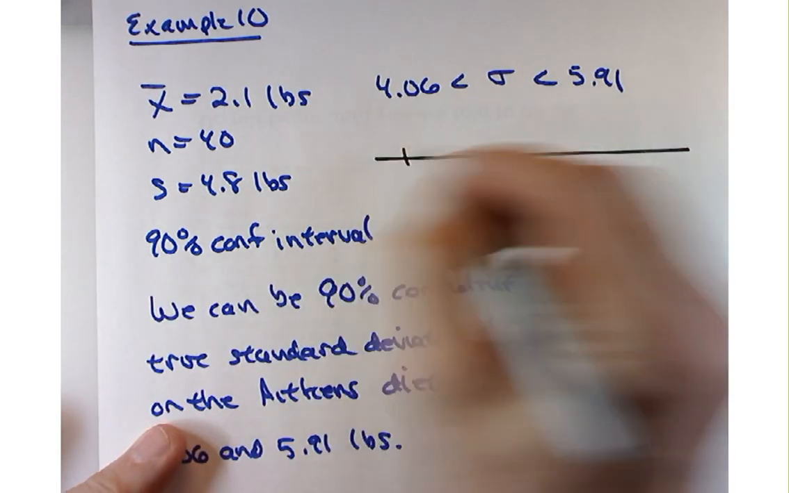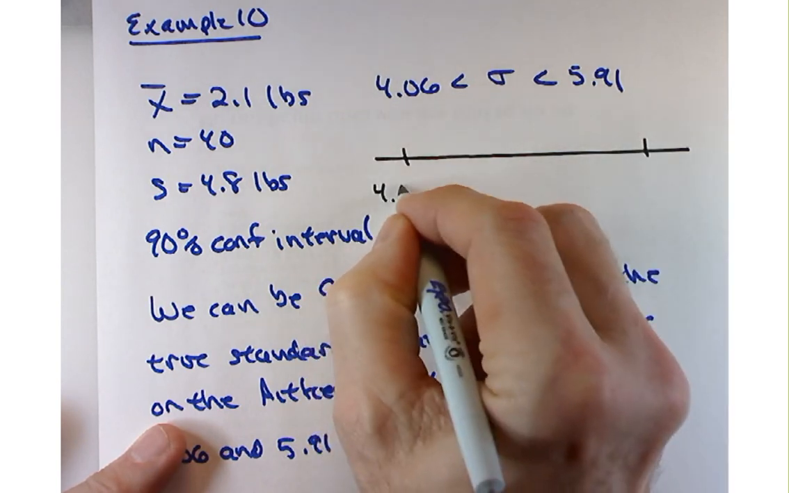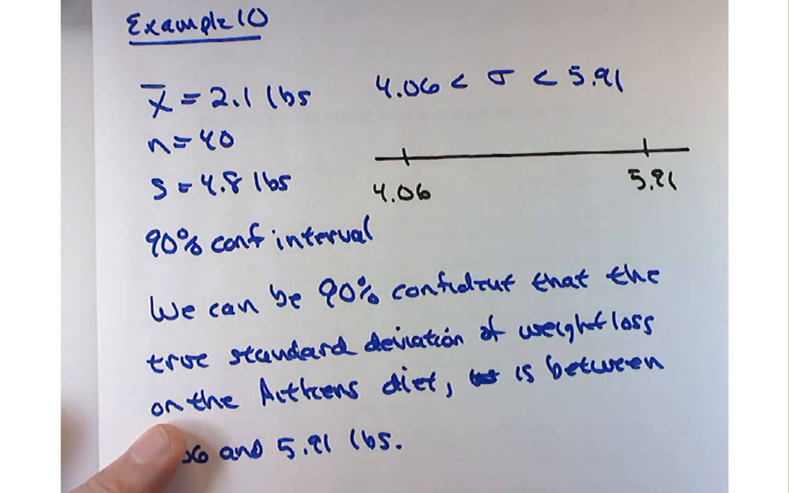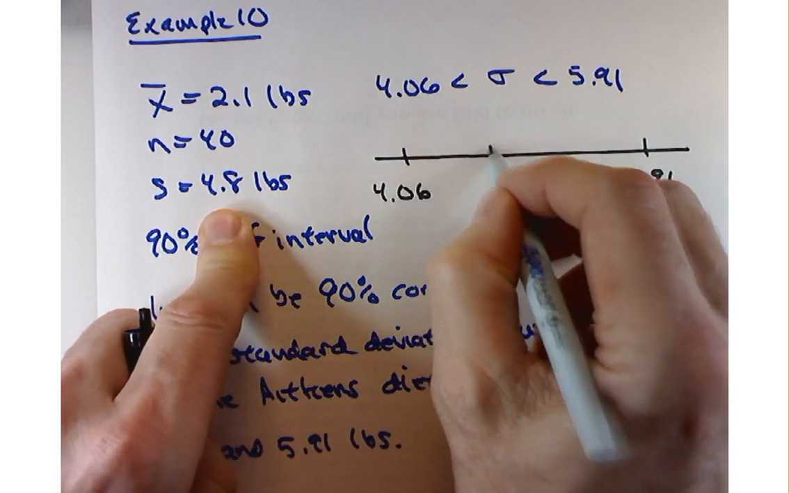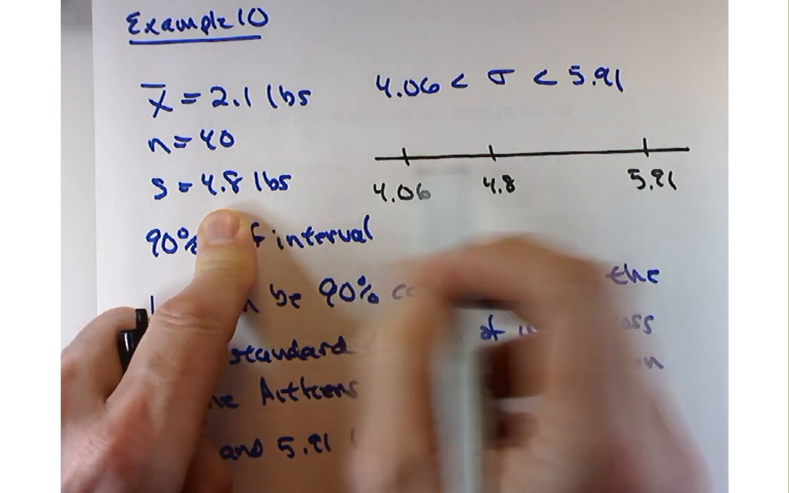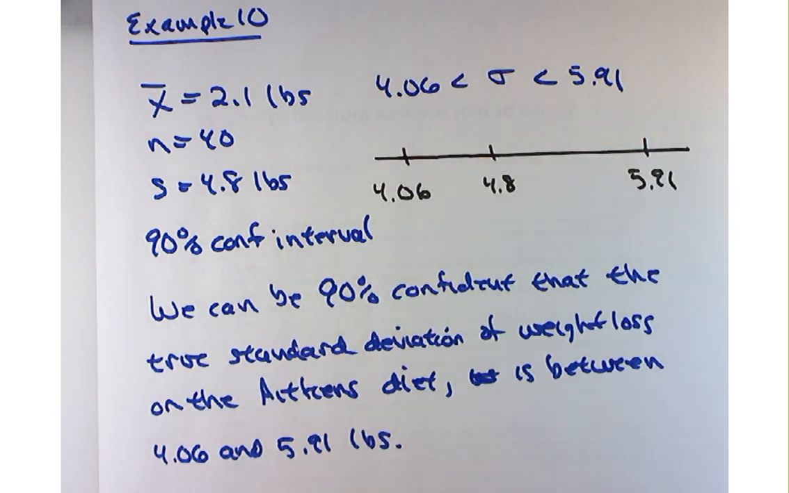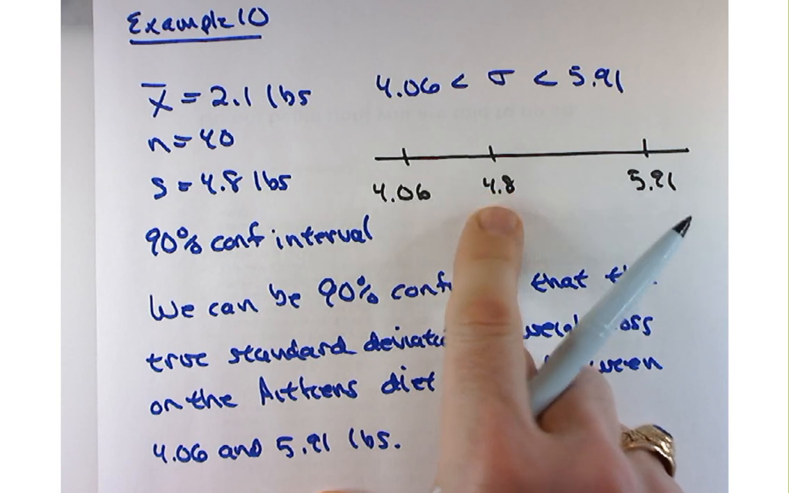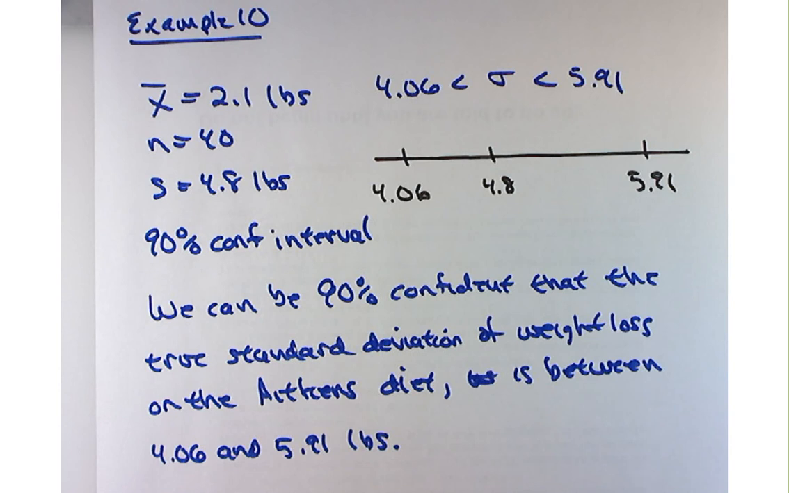But let me point out something kind of interesting and odd about this, and that is, here's our confidence interval, 4.06 to 5.91. But if you actually took a look at the standard deviation itself, it was 4.8. It's closer to here than it is to here. That's because your confidence interval is no longer nice and symmetric. So that's our best guess. That's our point estimate. But it's not in the middle of this interval. It's just not the way the confidence intervals work for this one.